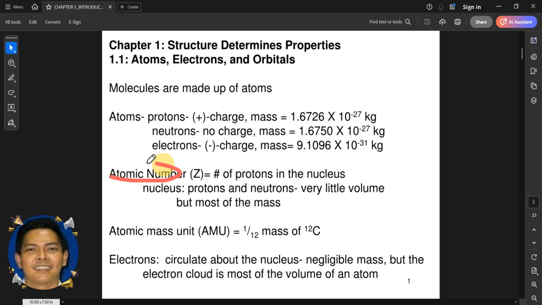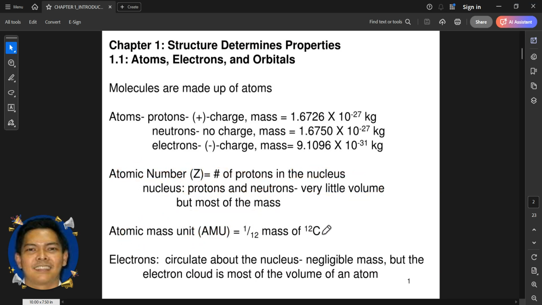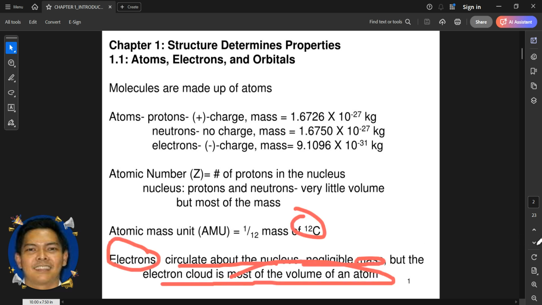Okay, the atomic number, represented by the symbol Z, is the number of protons in the nucleus. The nucleus consists of the protons and neutrons, which take very little volume but hold most of the mass. The atomic mass unit or AMU is equal to 1 divided by 12 of the mass of carbon 12. Whereas the electrons circulate about the nucleus, negligible in mass, but the electron cloud makes up most of the volume of an atom itself.